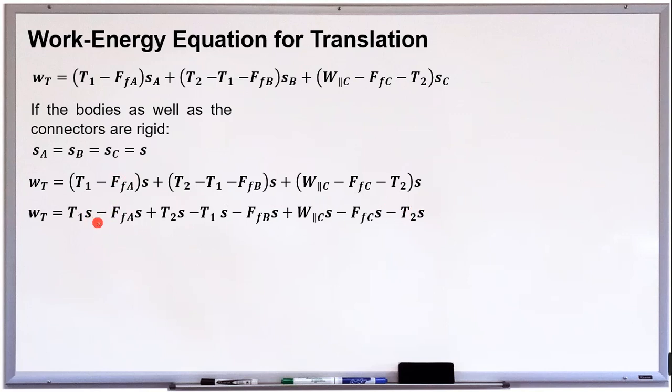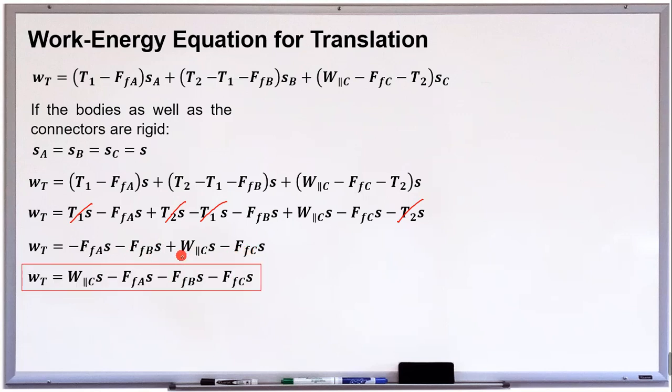And as you can observe, we have some terms that can be cancelled out. We have this one to be cancelled out with this one. And what else? We also have this one minus this one. Okay. And I think there's nothing more. So therefore, the total work done on the system is equal to the negative of the frictional force at A times S minus the frictional force of B plus the parallel component of the weight minus the frictional force at C multiplied by the displacement.